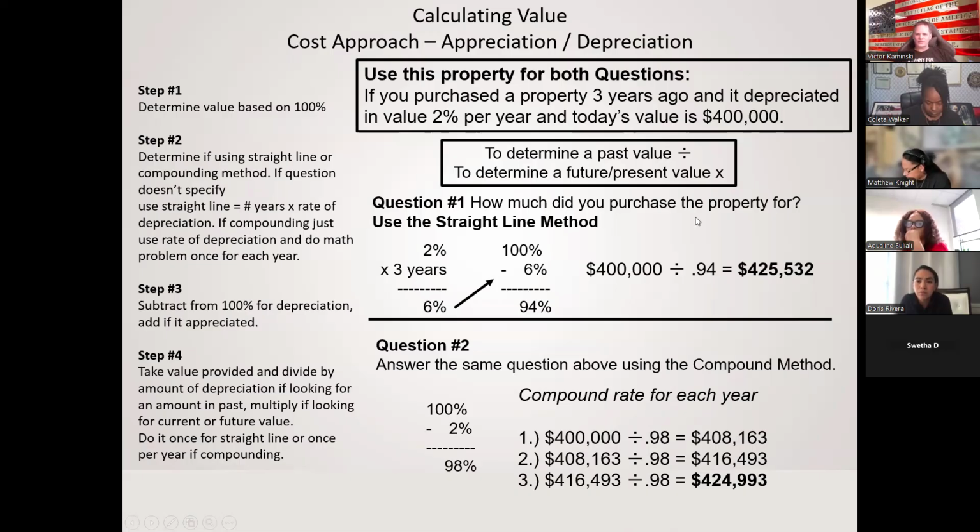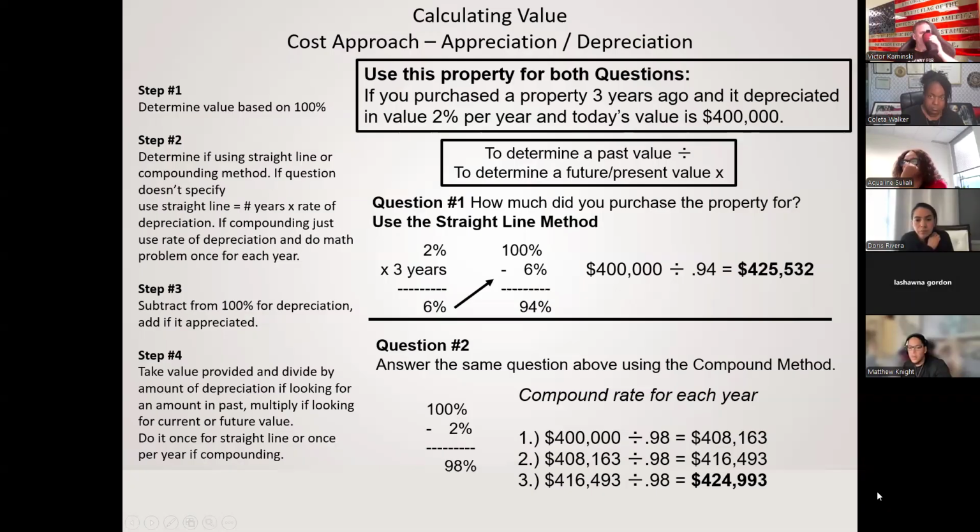So this is how you do the straight line method. You do the problem once, but you take the rate of depreciation times it by the number of years before you subtract it from 100. Over here, you don't do that in the compounding method. Instead, you just subtract the rate of depreciation from 100, and then you do the math problem once for each year. Everybody follow me on that?